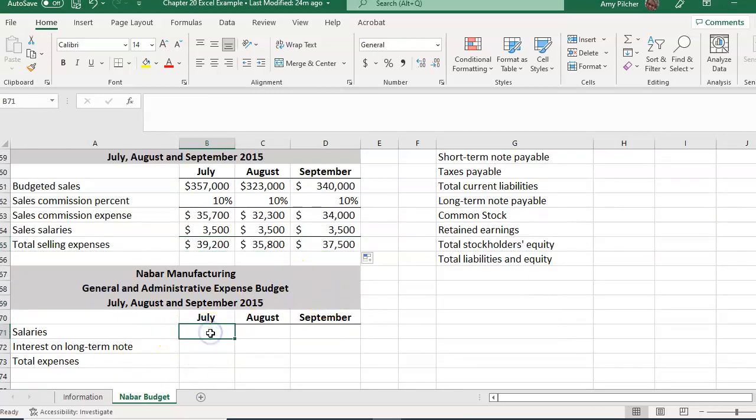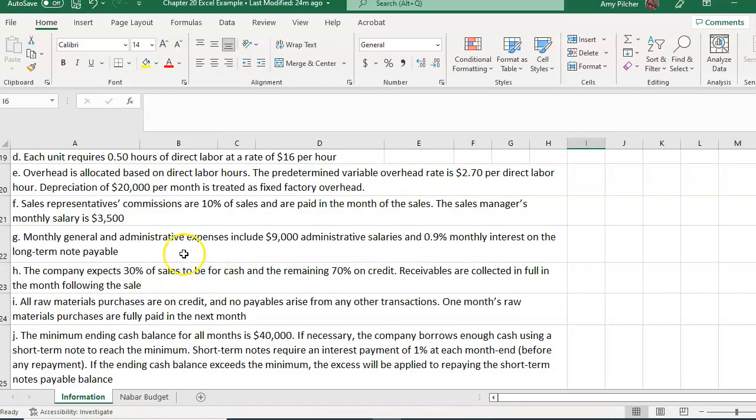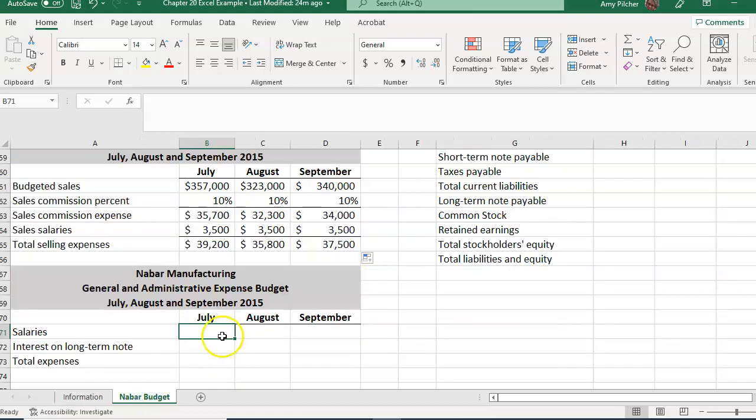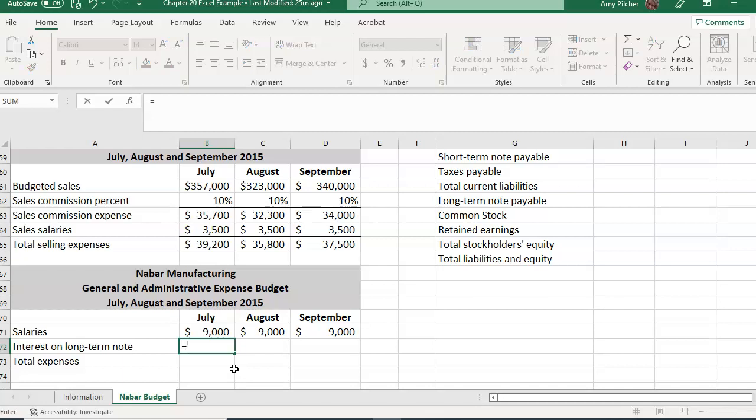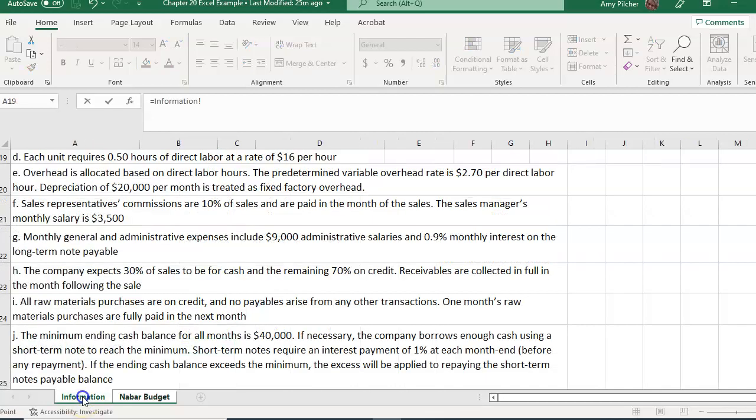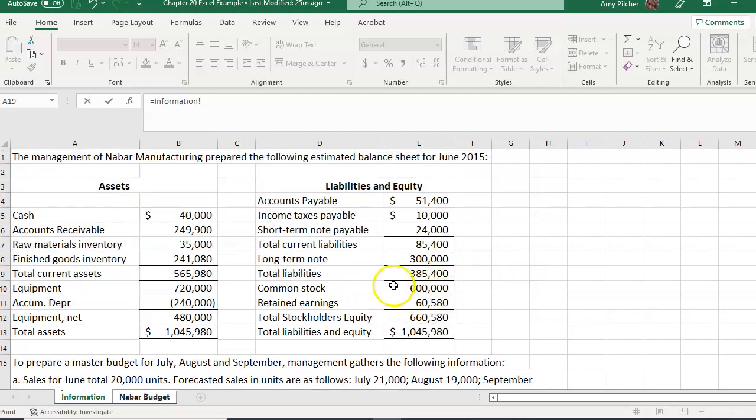Okay. Then our general and administrative expenses budget. So we have our information that we have 9,000 in salaries and 0.9% interest on our long-term note payable. So 9,000 in salaries, and that's the same every month. And then we have that 0.9% interest. So that's on our long-term note. So we're going to come over here and get our long-term note. The long-term note is 300,000.